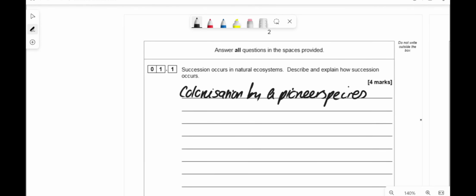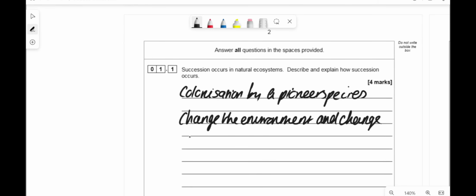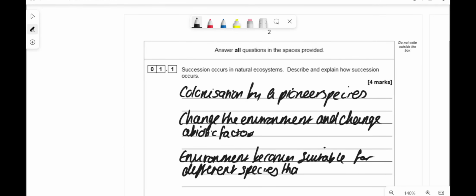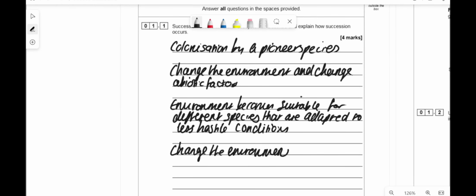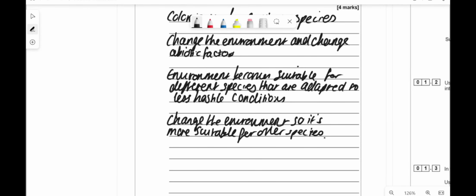The next point is that they change the environment by dying, forming a soil or something like that. So they change the environment and change abiotic factors. Abiotic factors are things like temperature, soil, etc. The environment becomes suitable for different species that are adapted to less hostile conditions. And then they change the environment as well, so it's more suitable for other species. And what can actually happen as well is they make so many changes that it becomes less suitable for the previous species. So these new species displace the other ones. So you could also talk about that. And what this does is this increases biodiversity and you reach a climax community.